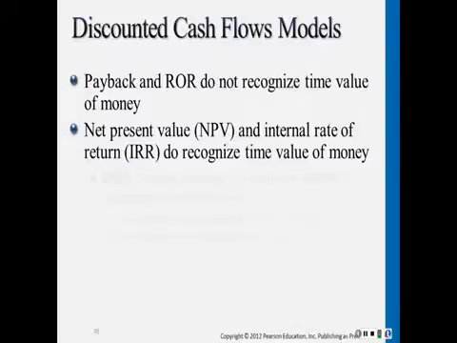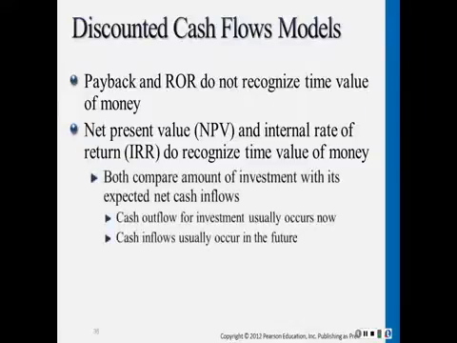These models incorporate compound interest by assuming that companies will reinvest future cash flows when they are received. Over 85% of large industrial firms in the United States use discounted cash flow methods to make capital investment decisions. Companies that provide services also use these models. The net present value and internal rate of return methods rely on present value calculations to compare the amount of the investment, that's the investment's initial cost, with its expected net cash inflows.